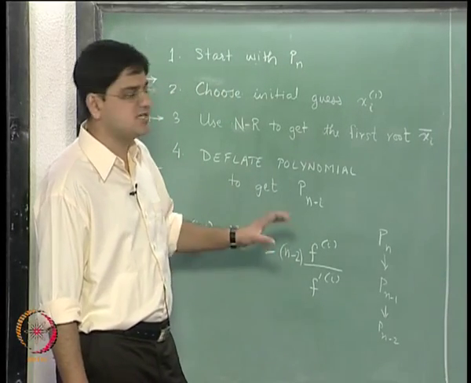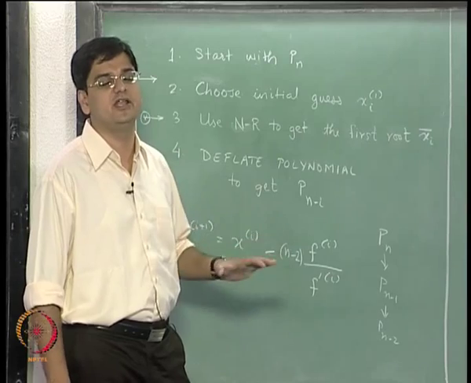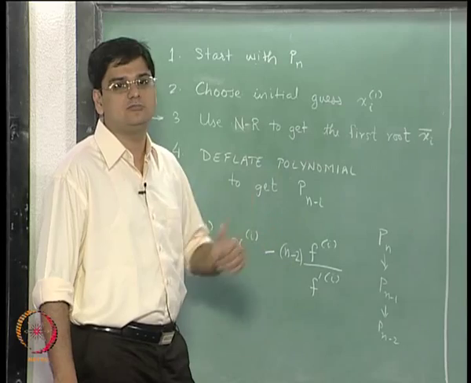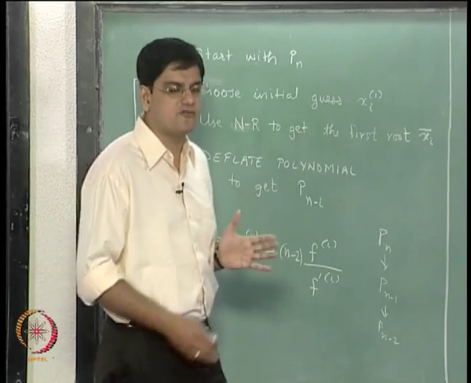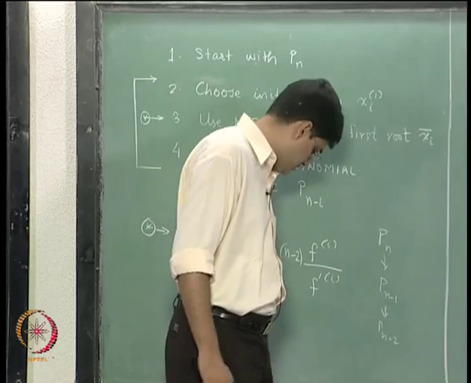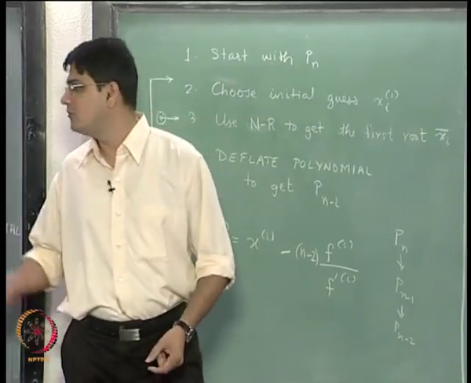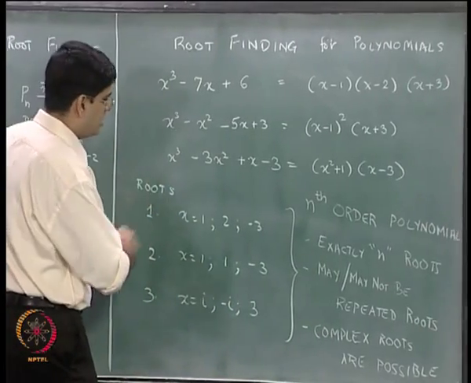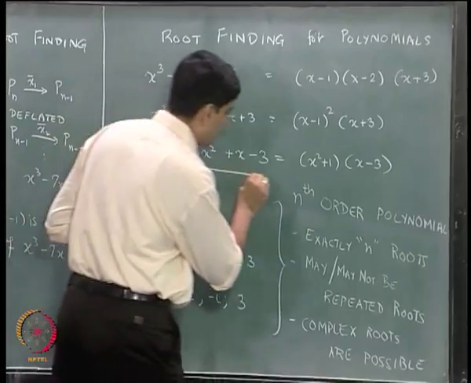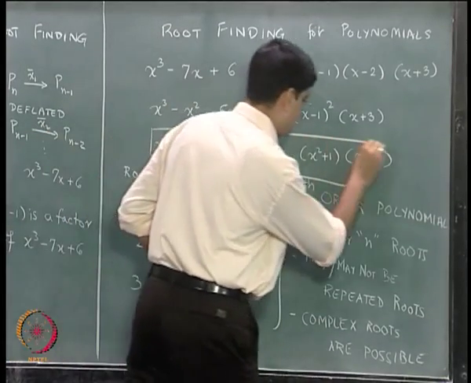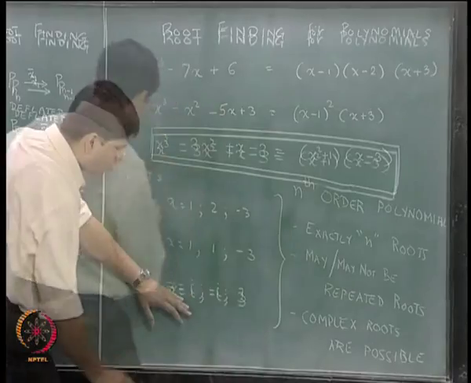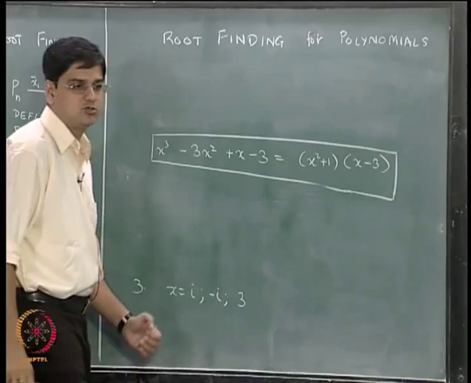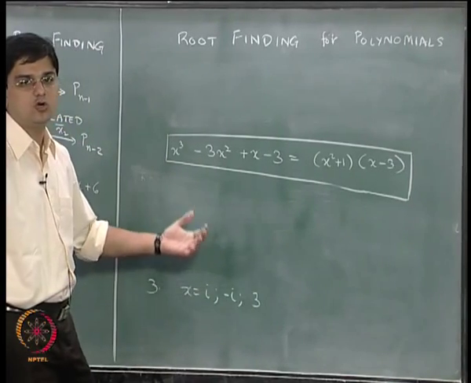Now the question is, is this the best that we can do, especially when we have complex roots? In the case of complex roots there is indeed a better method to use. We will go back to the expression where we would get complex roots. What we got was one real root x equal to 3, and two complex roots, x equal to i and x equal to minus i.